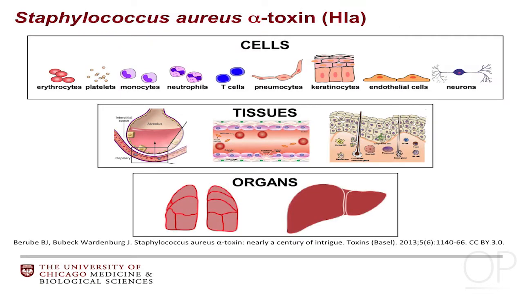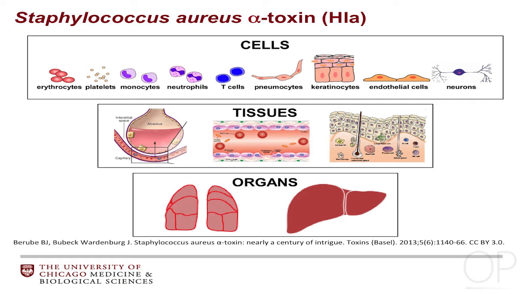So to understand how this pathogen actually causes infection, it's important to take a look at how the toxin actually interfaces with the host. What's been known about the alpha-toxin through nearly 100 years of study is that this is a toxin that can injure a number of different cell types, all of which are depicted in the top panel of this slide.